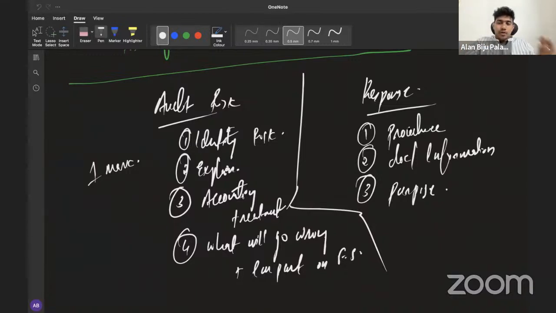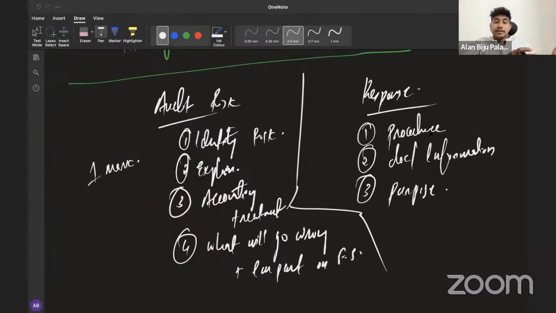So first of all, you need to clearly provide the procedure. Then you need to clearly provide the document or information you want. And then you need to provide the purpose for which you have obtained that particular information. Is that clear, everyone? Yes, sir. Okay.